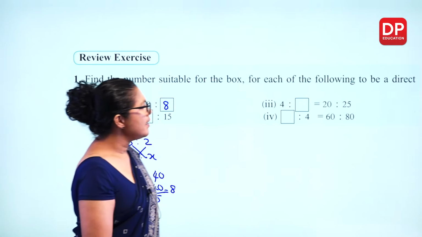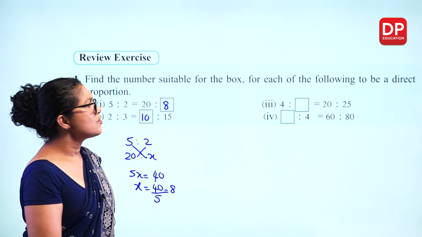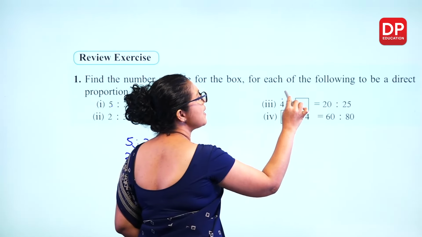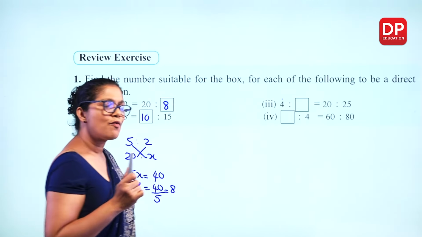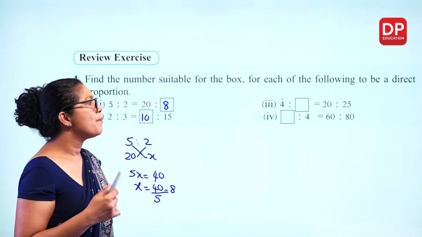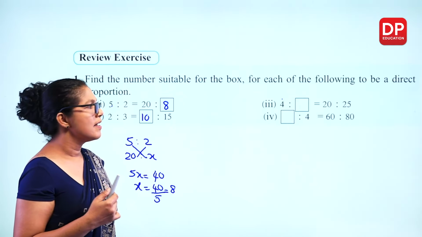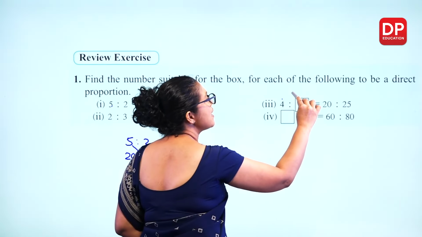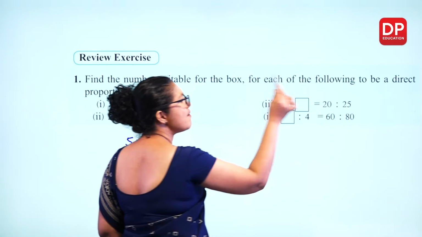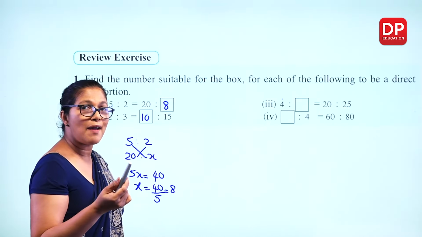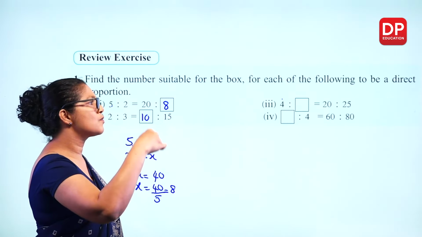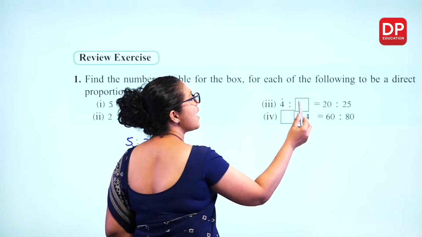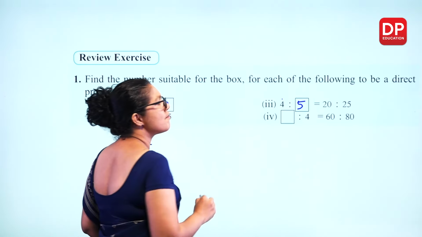What about this one? 4 to something is 20 to 25. Now see, 4 becomes 20. How do you get 20 from 4? You multiply by 5. 5 times 4, 20. So you do the same thing. But this number multiplied by 5, you get 25. Now we are doing the reverse process. 25 divided by 5, you get 5.